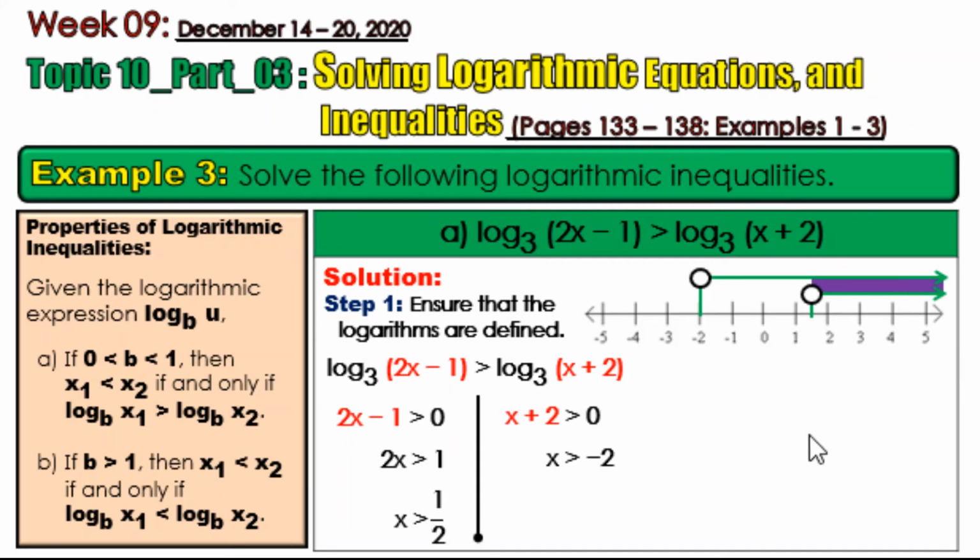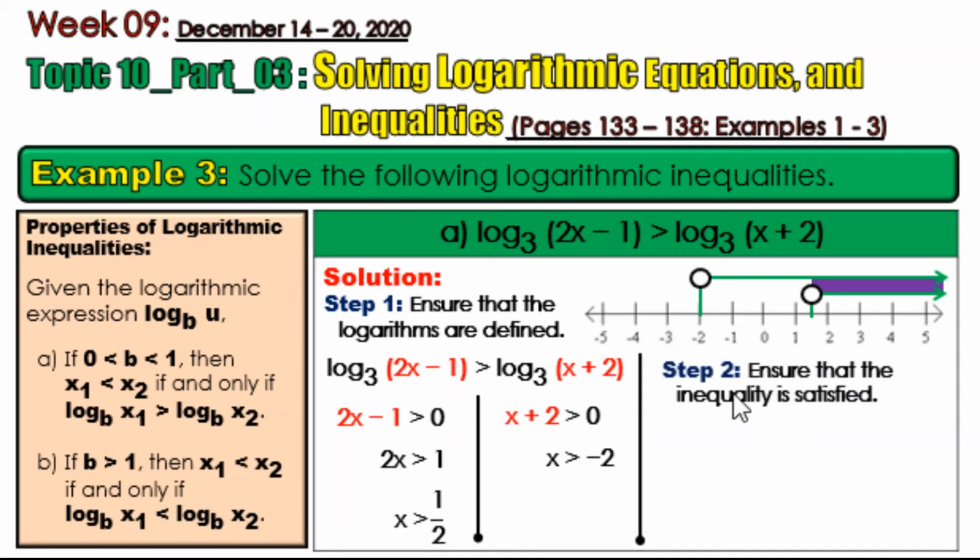But it's not yet the final answer. So we will be solving for the value of x. We just ensure that our logarithms are defined by identifying the values of x so that 2x minus 1 and x plus 2 are positive, or we could say the values of the arguments are positive. But still we will be looking for the value of x. So step number 2 is to ensure that the inequality is satisfied.